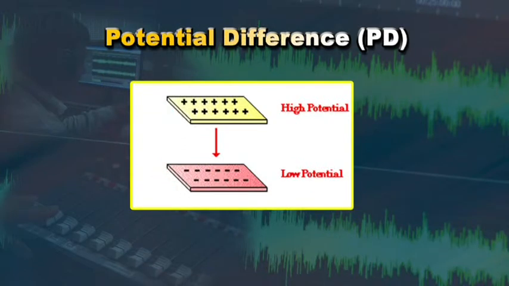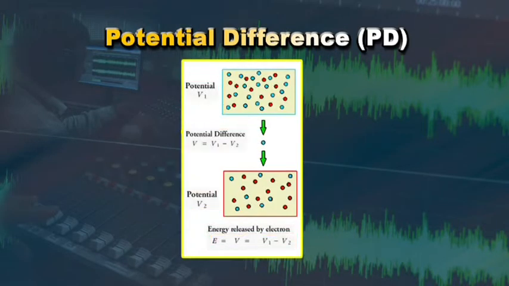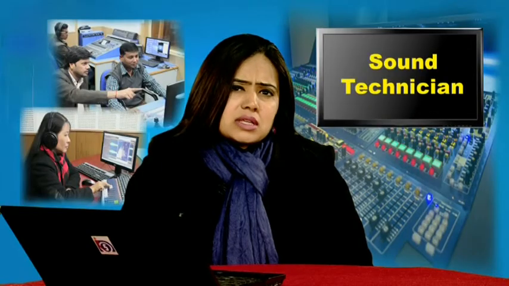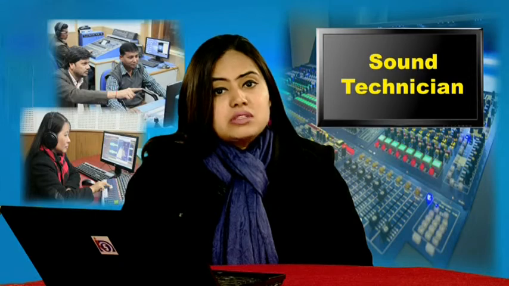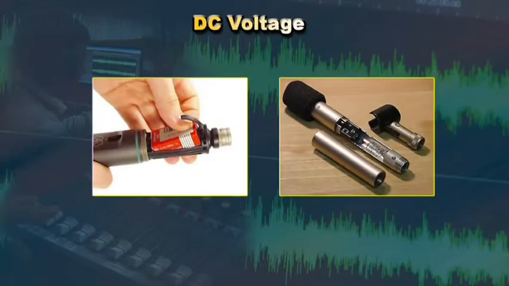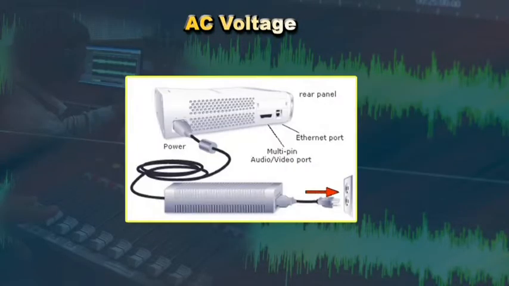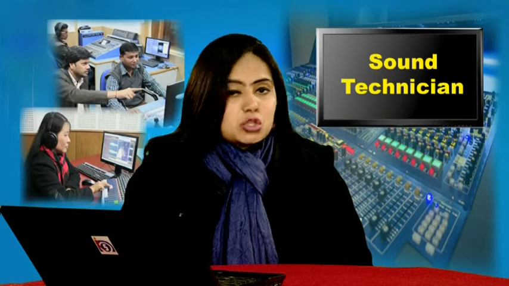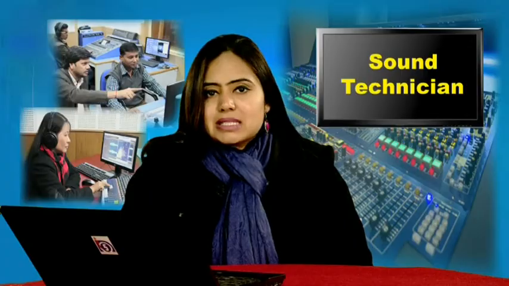Consider 2 points, P1 and P2, with potentials V1 and V2 respectively. If there is potential difference between P1 and P2, this is termed as potential difference, that's PD, defined as V equals V1 minus V2. Most of the modern-day sound recording equipments operate on DC voltage sources, obtained either from dry cells or by converting from AC mains voltage. Emphasis in this lesson has been limited to DC voltage sources for easy understanding.